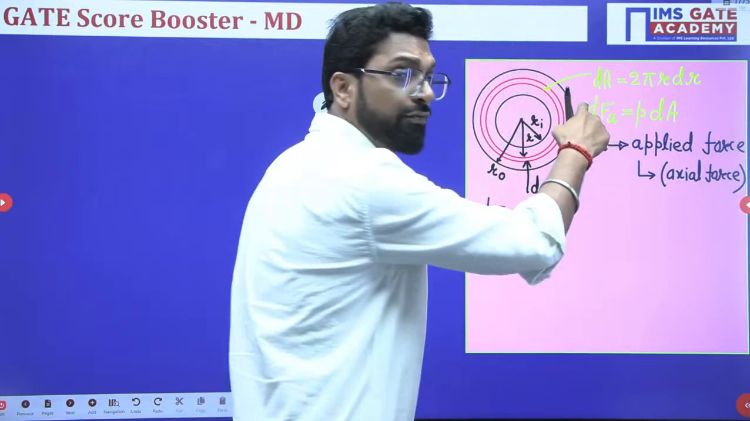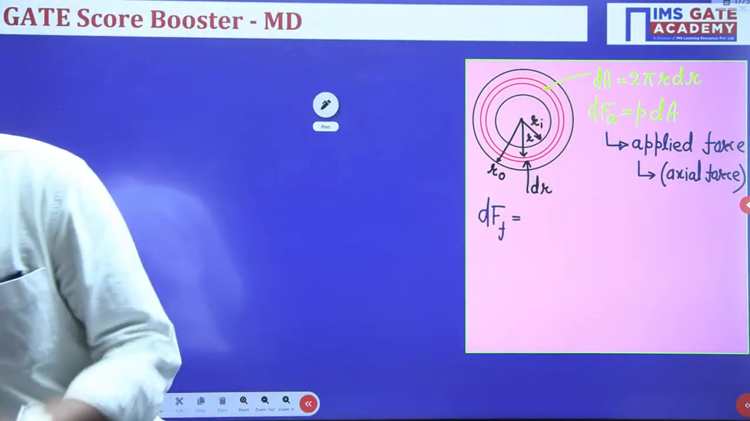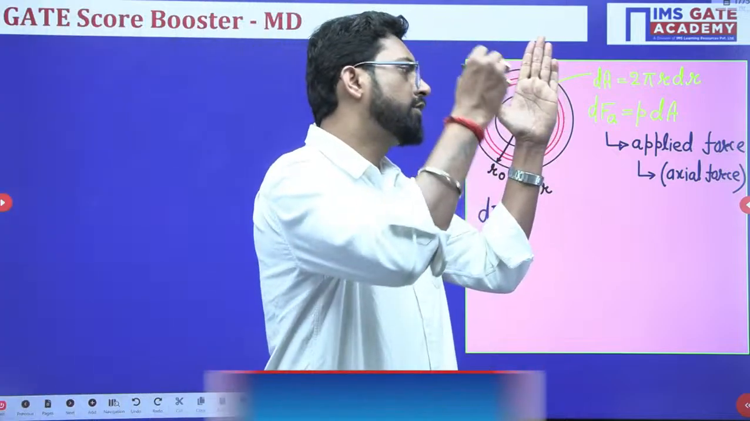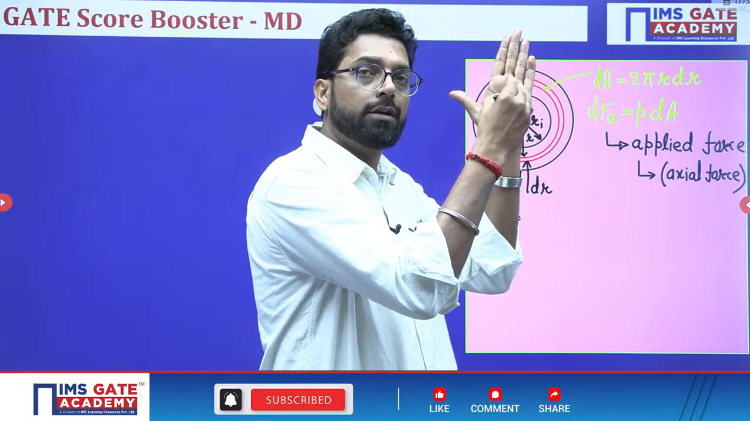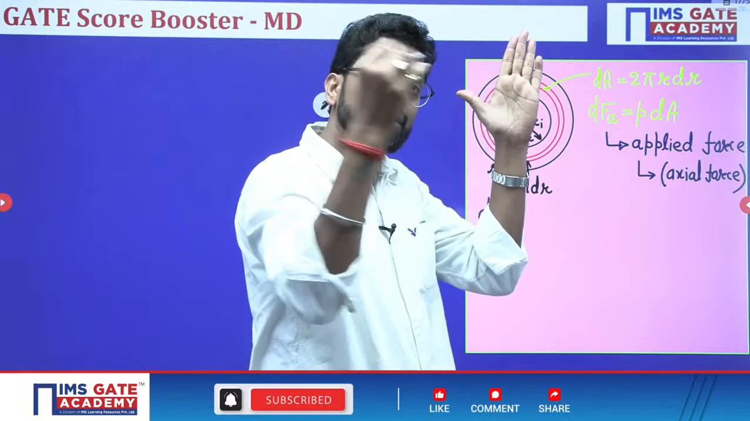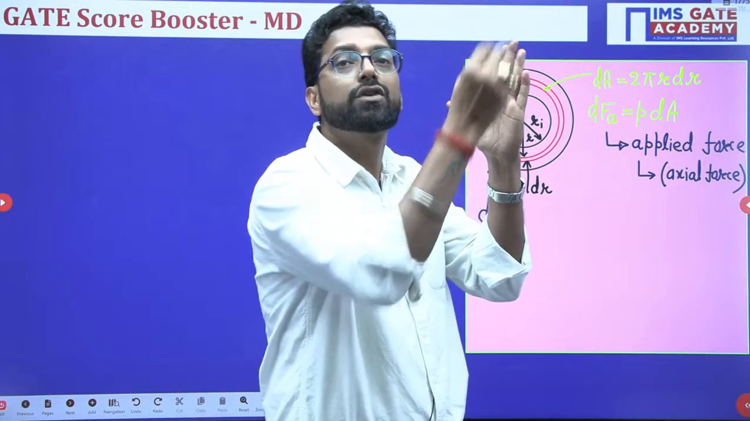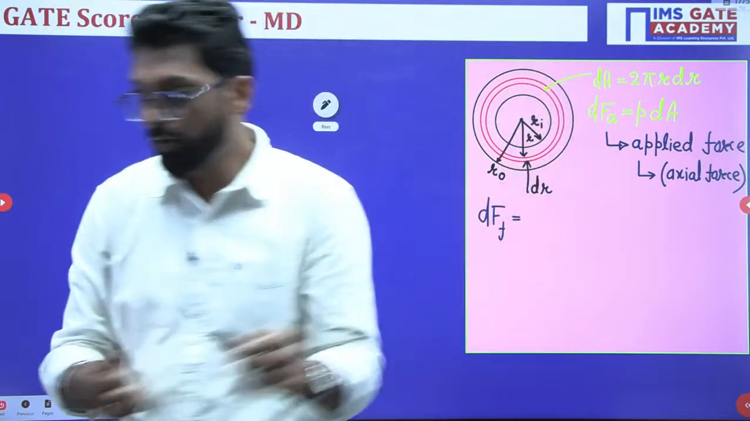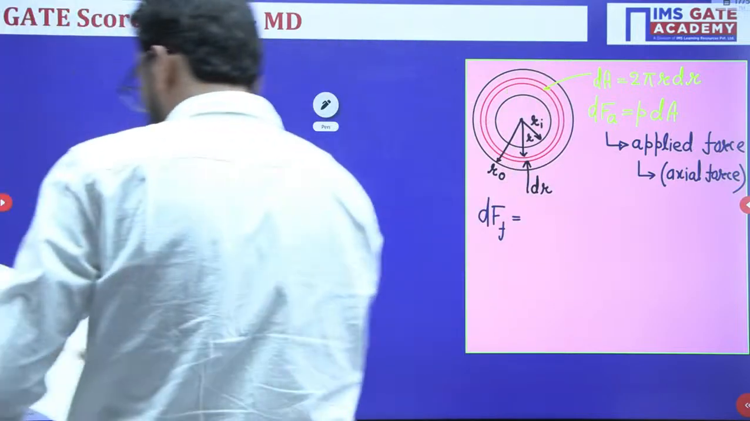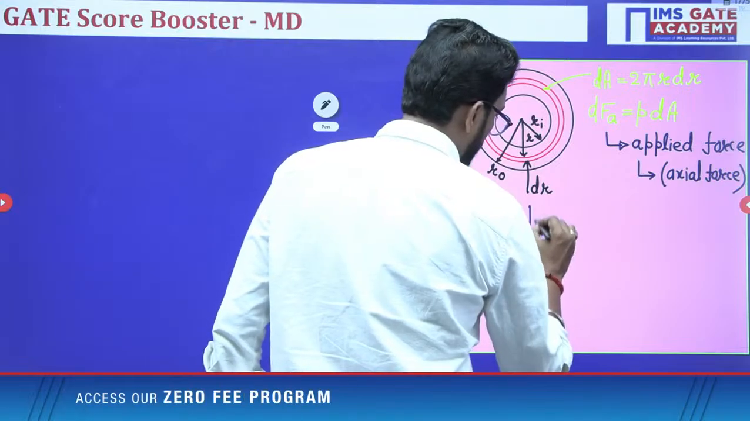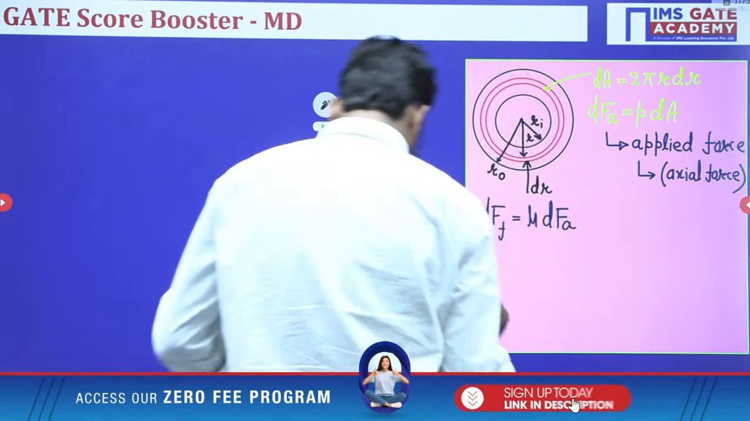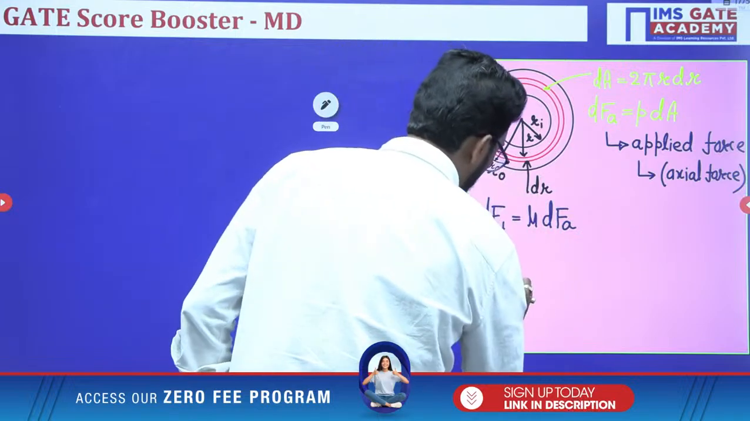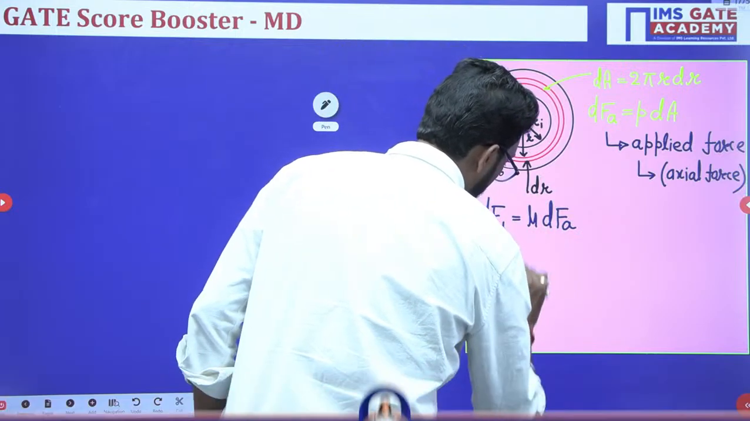This applied force is perpendicular to this clutch. This is your clutch and you are applying this force, and this force is perpendicular to the clutch. So, what is the friction? This normal force into the coefficient of friction. So, mu into dFA. Mu into dFA. So, what is the applied torque on this ring?